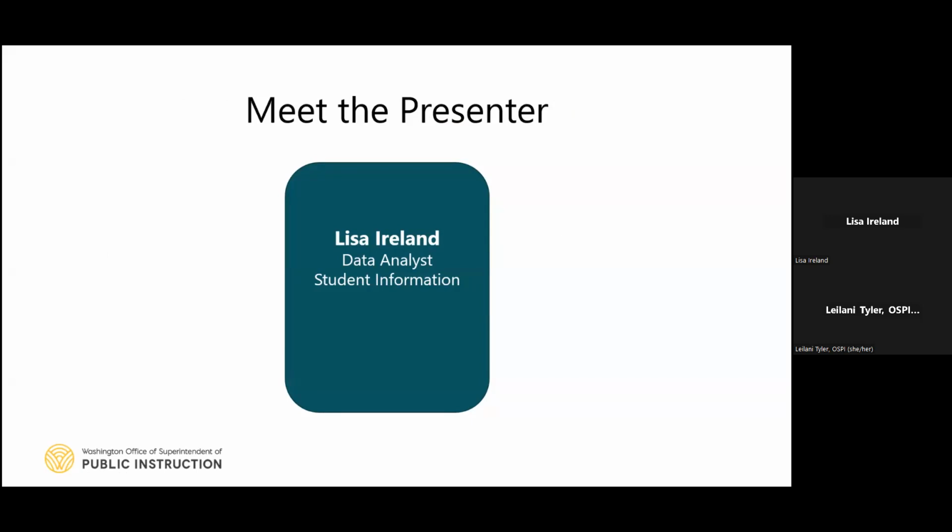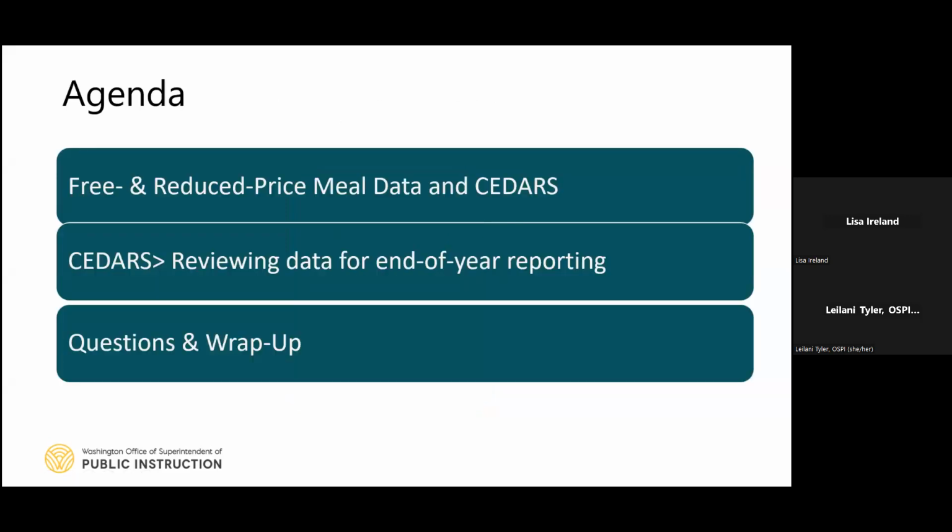That's wonderful. I appreciate everybody being here today. Today, we're going to talk about free and reduced price meal data and CEDARS. Then when we're done reviewing that information, we're also going to look at other reports in CEDARS, reviewing data for end of year reporting and other uses, such as what we just published on Report Card, and give some tips and tricks on how to dive into the data. We decided to focus on both of these subjects today because we've been getting a lot of questions and there's some upcoming data uses. And again, as I mentioned, there'll be plenty of time for questions and wrap up.